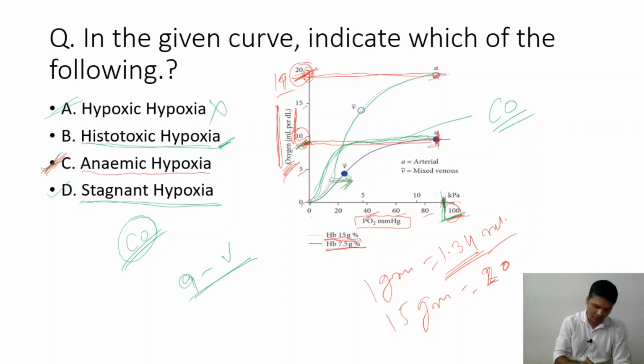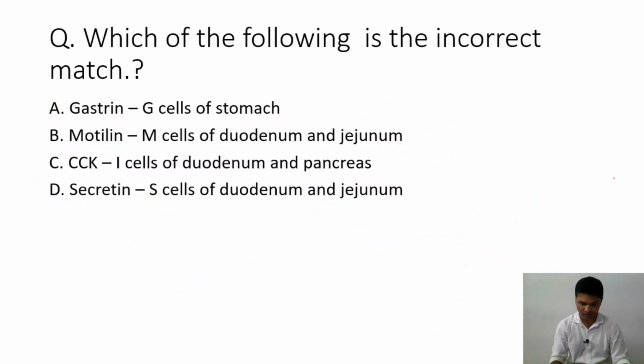For that, we need the arteriovenous oxygen difference for histotoxic and stagnant hypoxia, to check whether the hypoxia is a stagnant type or histotoxic hypoxia. So in that case, we have to check the arterial and venous oxygen difference. So the answer here will be anemic hypoxia, a clear cut answer. So let's move towards the next question.